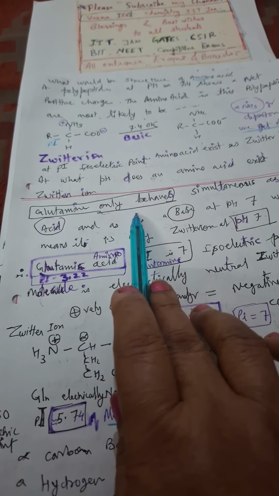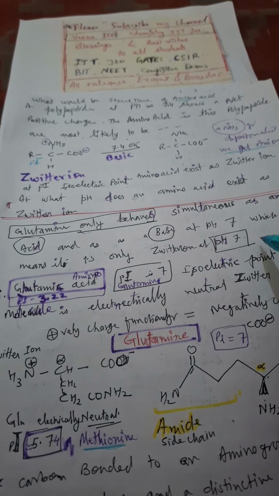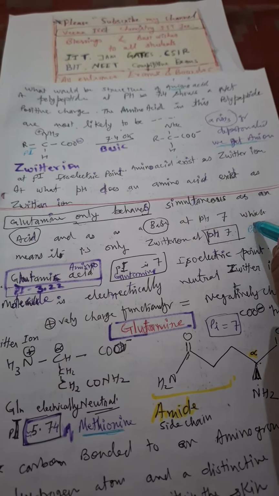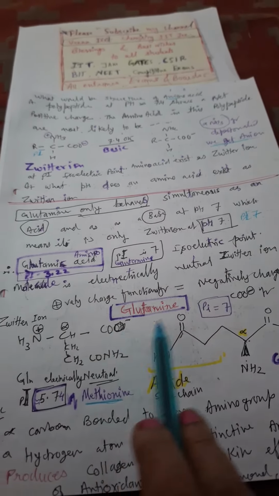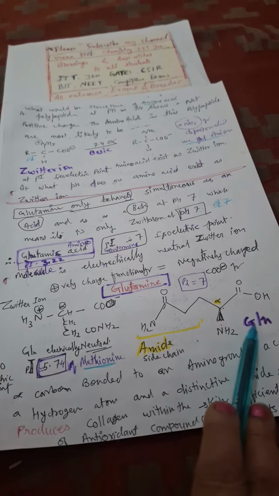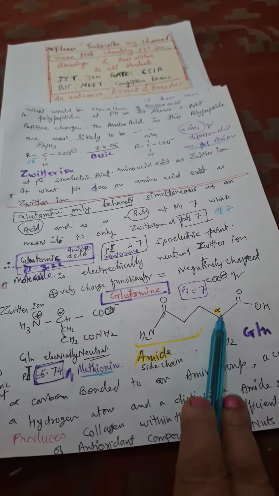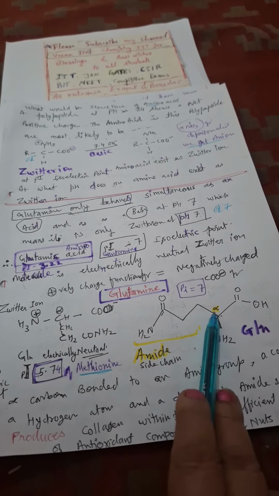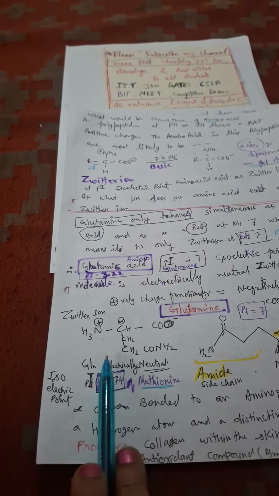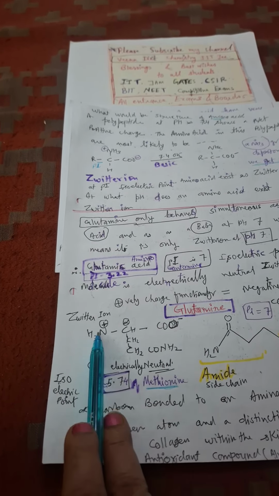Now glutamine behaves only... glutamine. It is having pH 7 and pI also 7, because at pH 7 it will act as a zwitterion. See, this is amino acid glutamine. It has one NH2 group at the alpha carbon, and a COOH group is there, and this amide side chain is there. And it is acting as a zwitterion here. At pH 7 it has negative charge and it has positive charge.